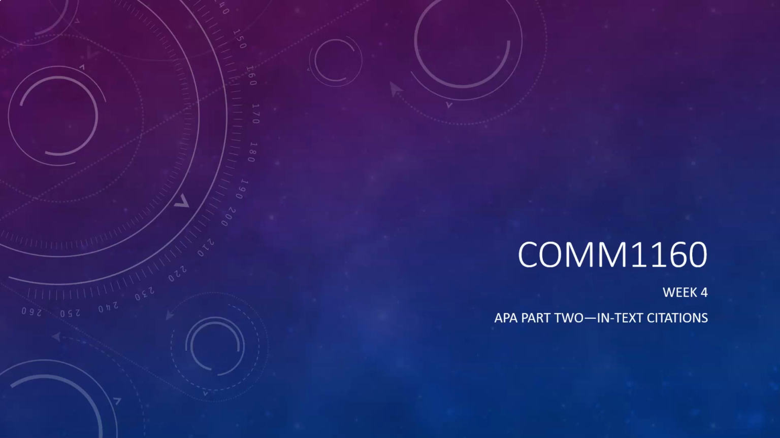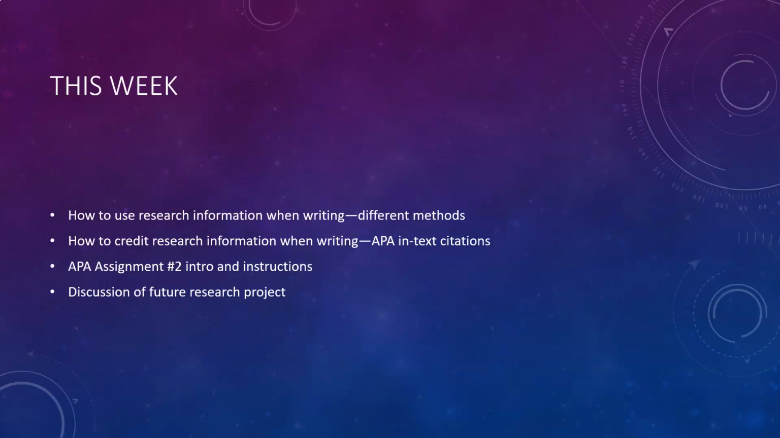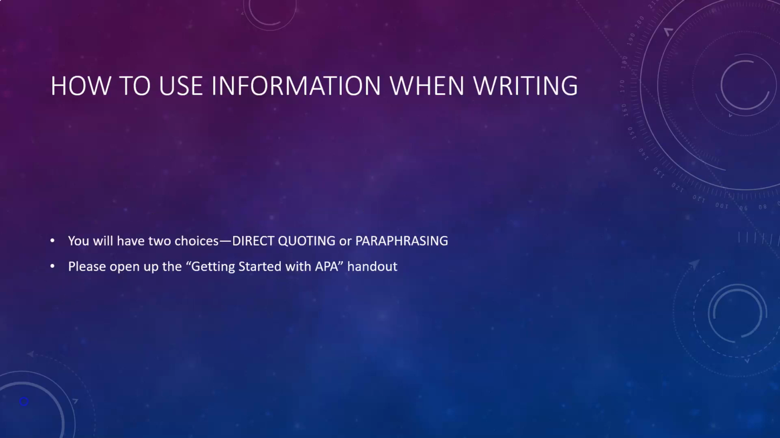And this week, we're going to look at APA Part 2. Specifically, we're going to focus on in-text citations. So this week, we're going to look at how to use research information when you're writing. We're going to look at some different methods for that. And then we're going to talk about how to credit research information when you're writing. Those are the APA in-text citations that we'll cover this week.